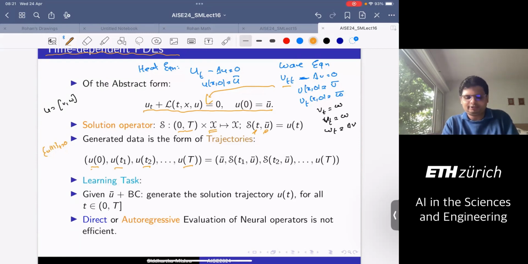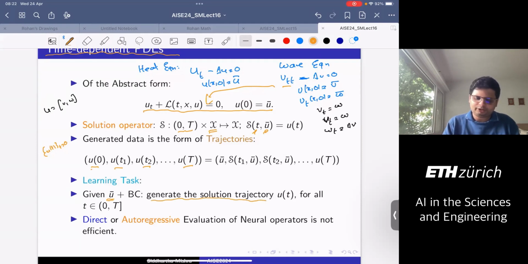So what is the learning task? This is very, very important because not every algorithm fits into this framework, but that is what is essential. When you think of a solution operator of a time-dependent PDE, all that you do is give it the time and the initial conditions, and it churns out the solution at that particular time. And this is what I expressed here: given the initial conditions, boundary conditions and so on as the inputs to the PDE, you have to generate the entire trajectory.